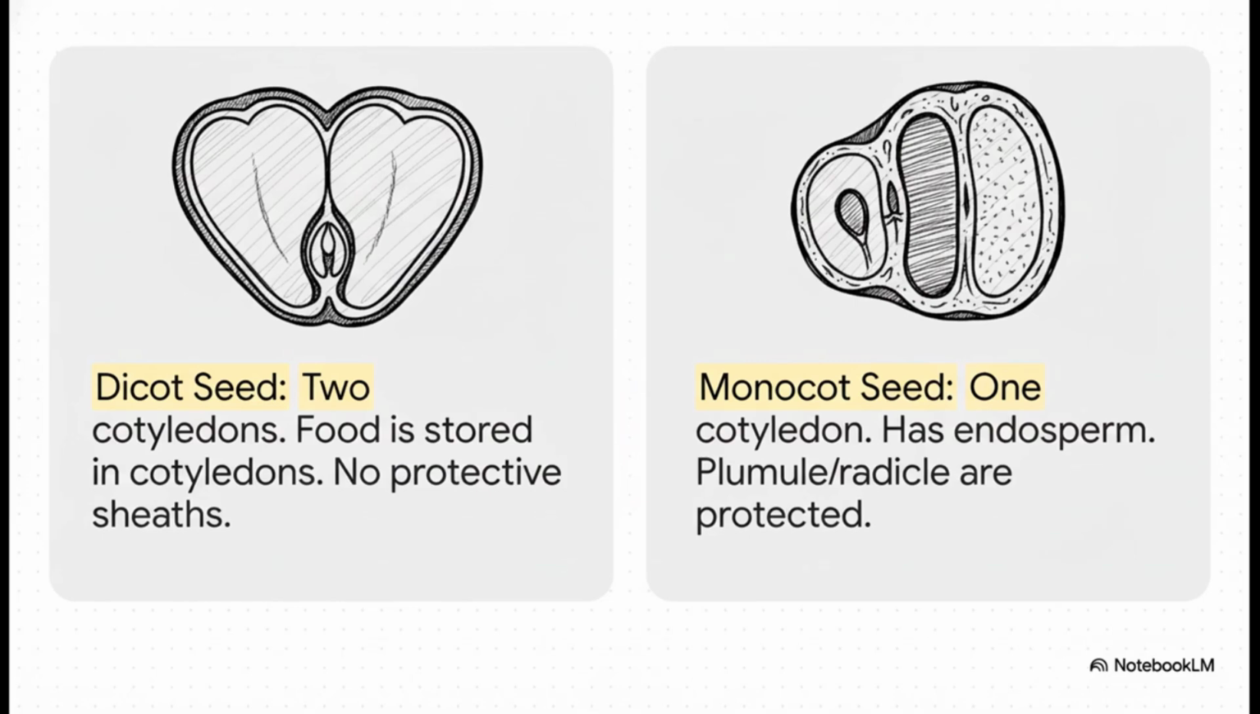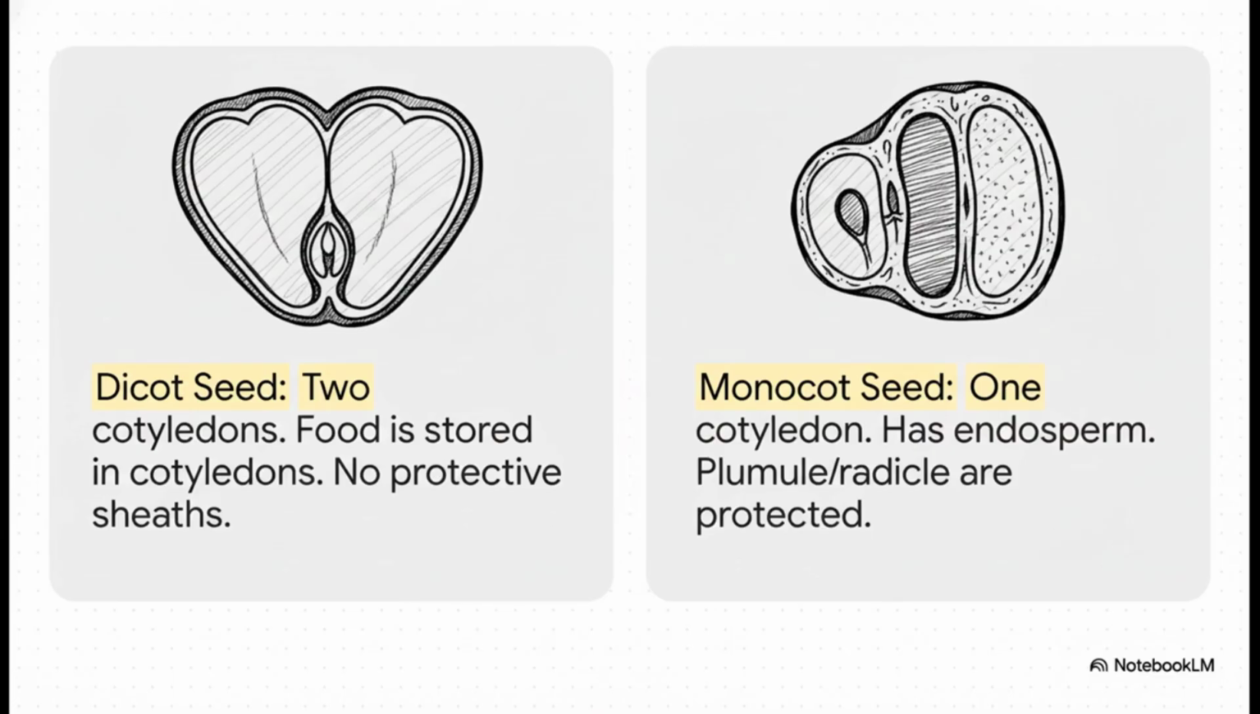All right, this is the big one, monocot versus dicot. This comparison is absolutely fundamental. The number one way to tell them apart? Count the cotyledons, the seed leaves. Dicots, like di for two, have two of them. Monocots, mono for one, have just one.